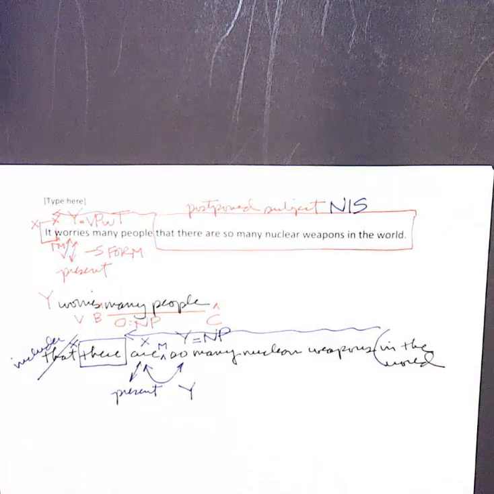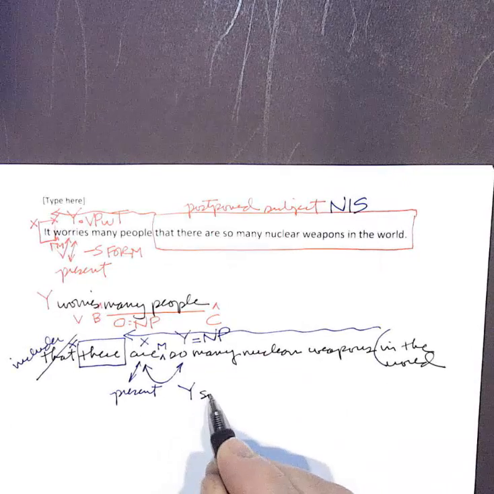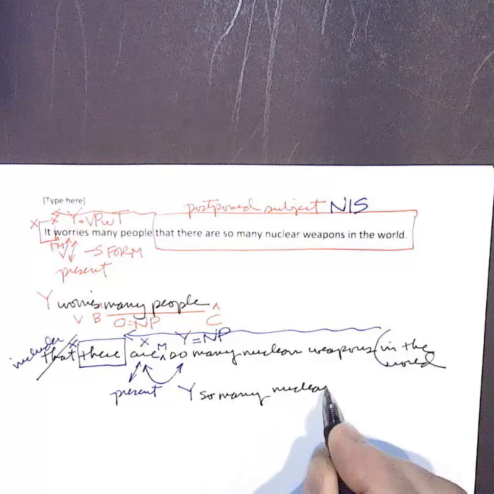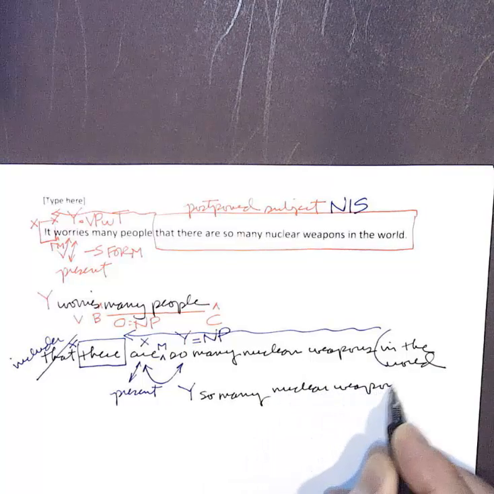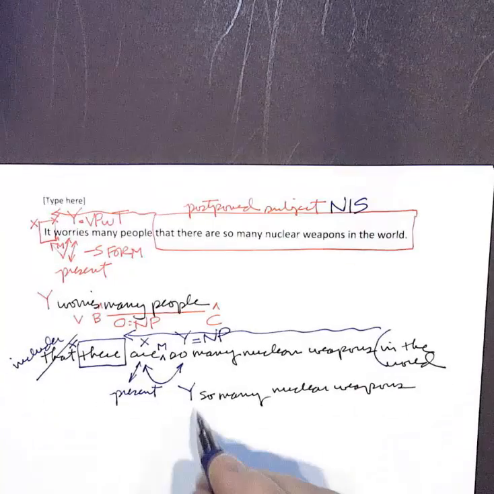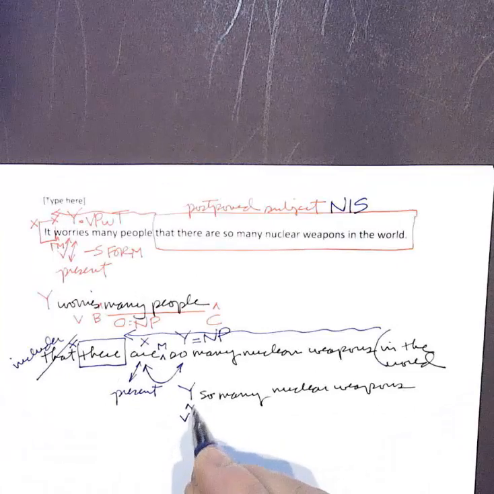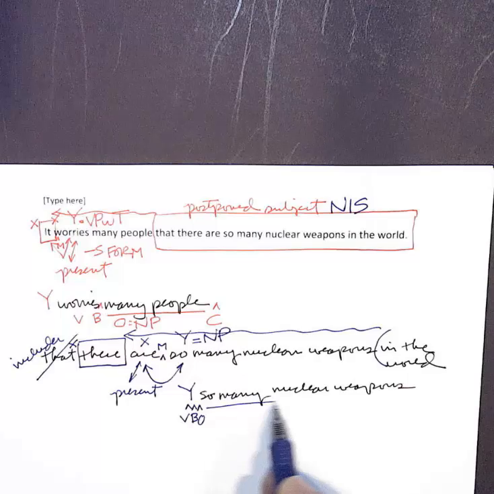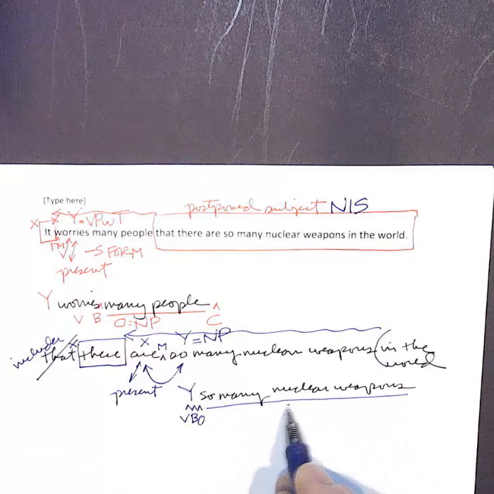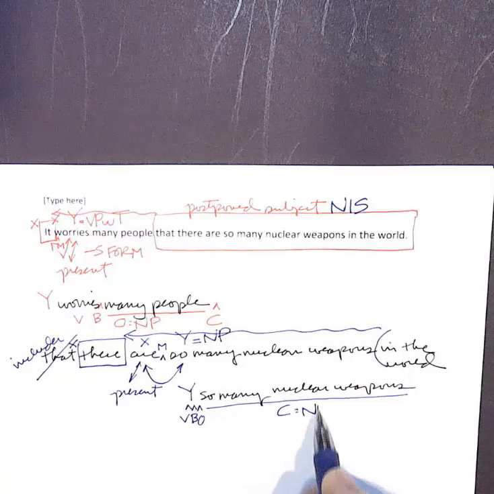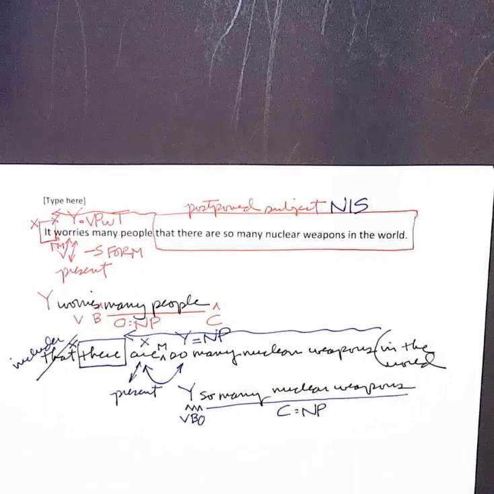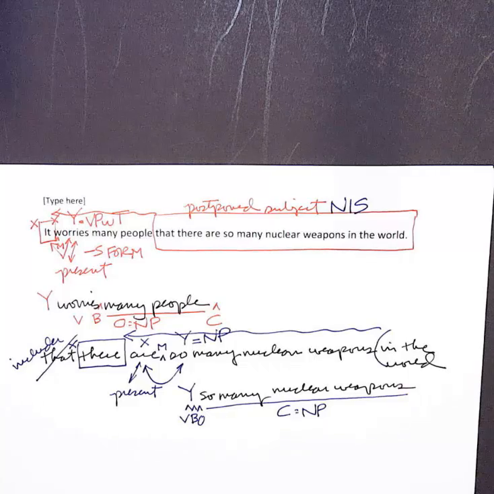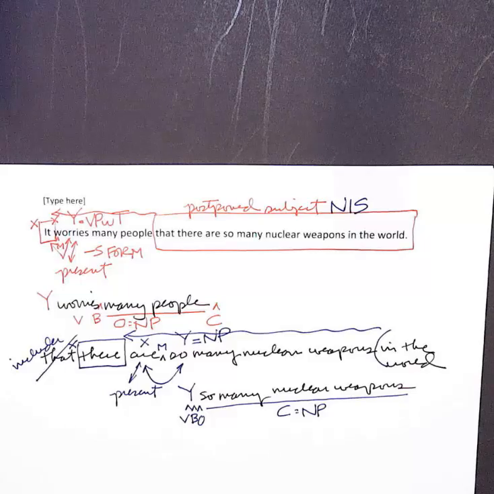Let's rewrite the Y. So many nuclear weapons, and the verb place is empty, particle place is empty, object place is empty. So many nuclear weapons is the complement, and it's a noun phrase. Okay, we're done. Please stop the video, take a look at the next sentence, analyze it, and when you're ready, come back.